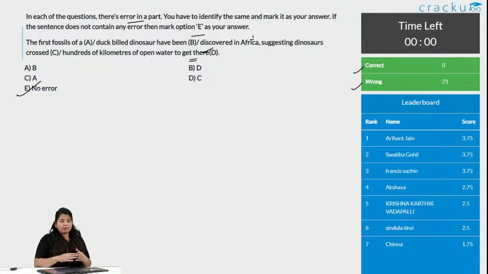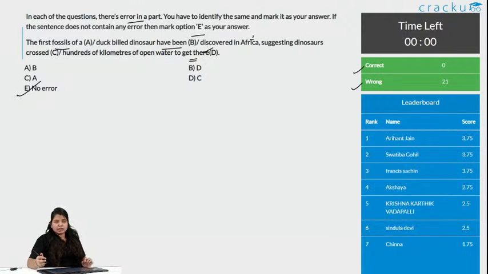See, every time it's not important that the sentence has an error. You need to analyze it, and if you don't find one, remember there's an option called no error. Have been, has been. Where are we using have been? Have been is for plural things. The first fossils, so fossils of the duck-billed dinosaur have been found. So have been is the correct usage here.